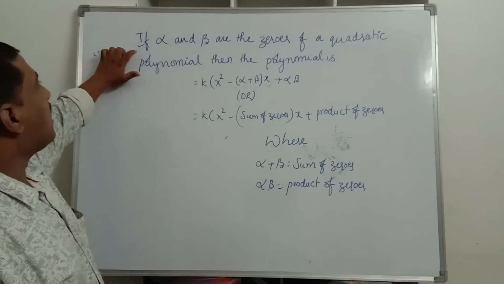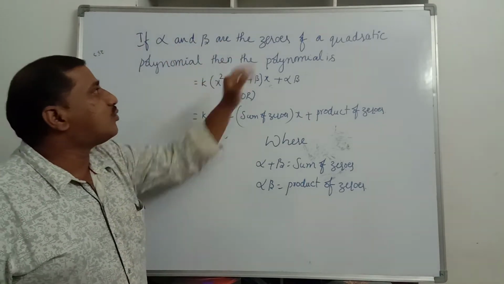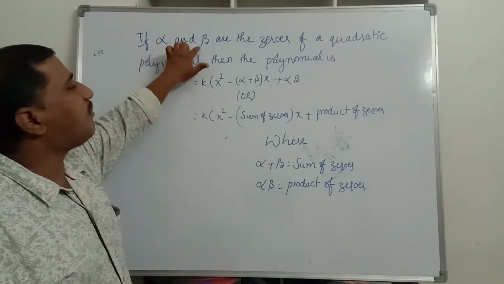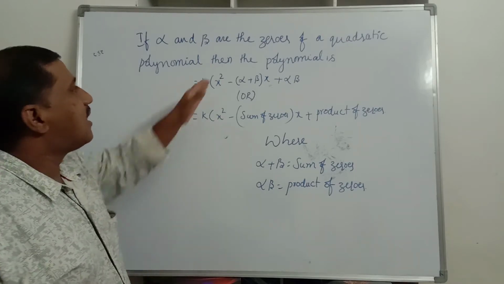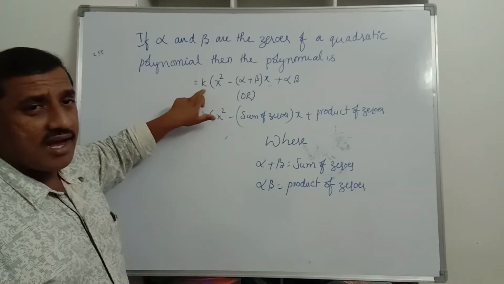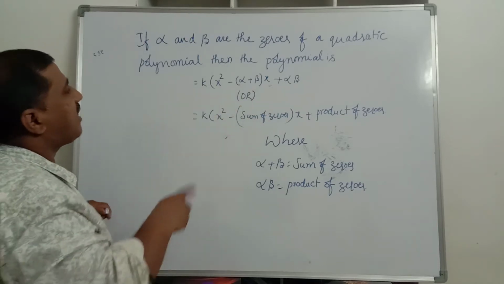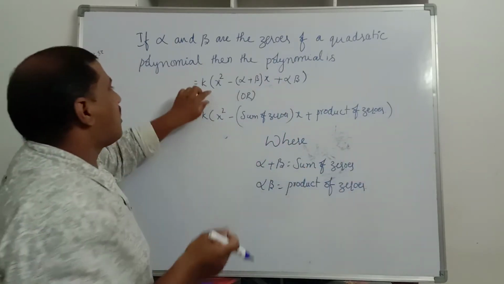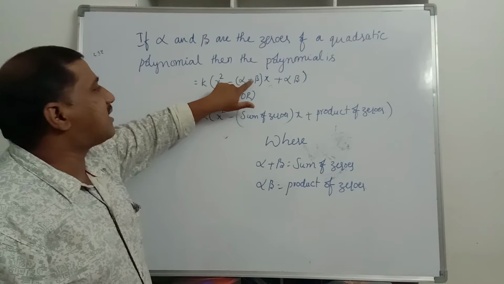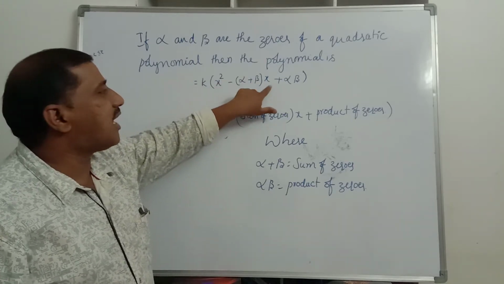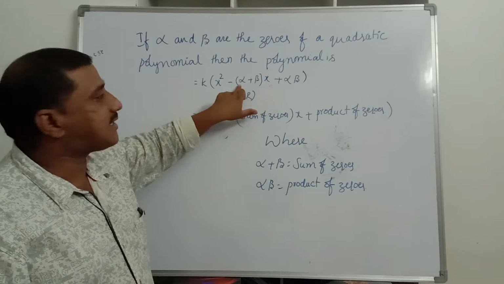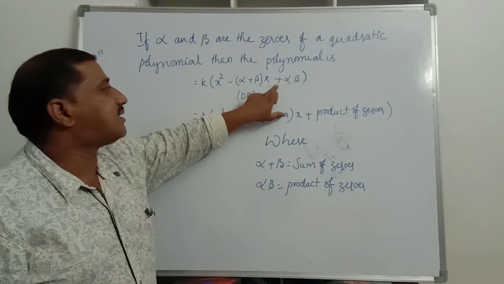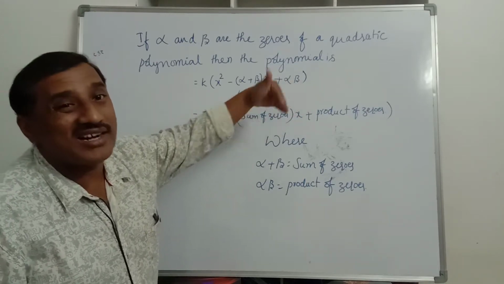For that, if alpha and beta are the two zeros of a quadratic polynomial, then the polynomial is k into x square minus (alpha plus beta) into x plus alpha into beta. Here alpha plus beta is the sum of the two zeros of the given polynomial, and alpha into beta is the product of the zeros.